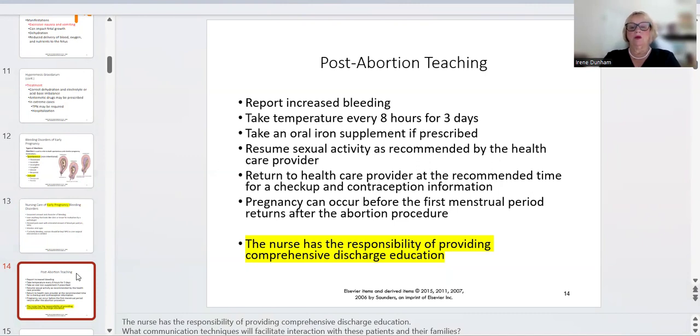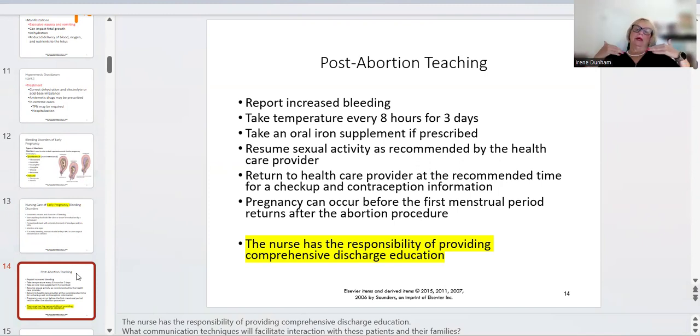And then they resume sexual activity. We usually try to get at least a couple weeks. Don't have anything in the vagina for a while. Let your body recuperate from the D&C, and then you can start. And usually I try to tell patients, at least have one complete cycle.